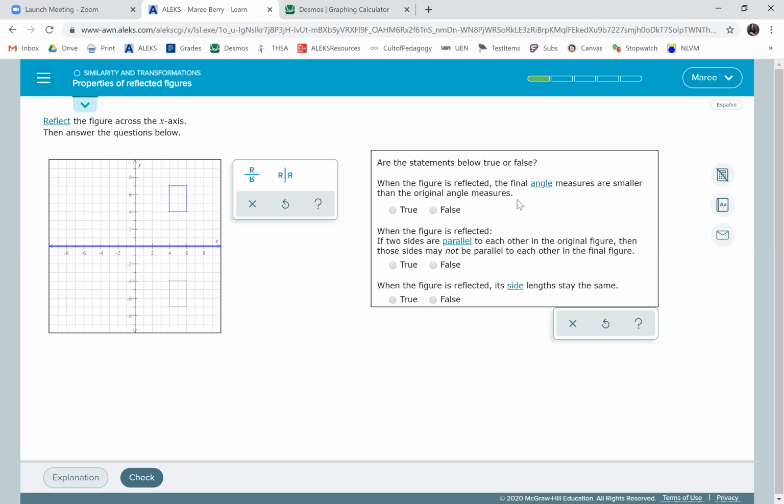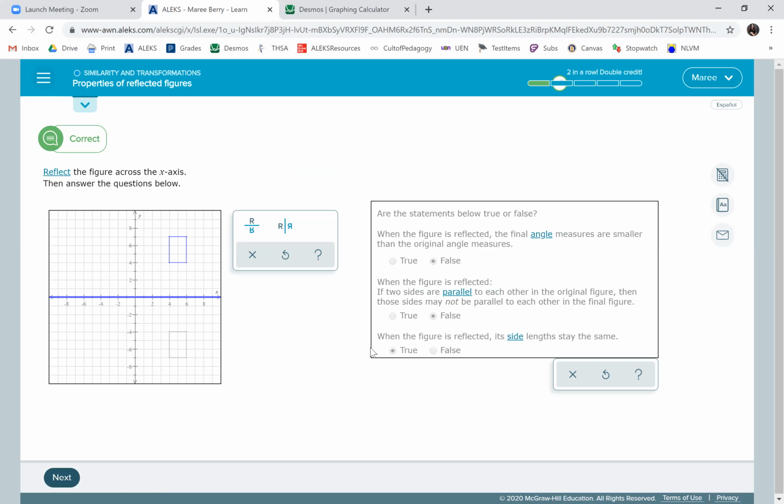When the figure is reflected, the final angle measures are smaller. Nah, that's false. If two sides are parallel, then they may not be parallel. That's false. The side lengths stay the same. Yep, that's true. It looks like we get to do one more.